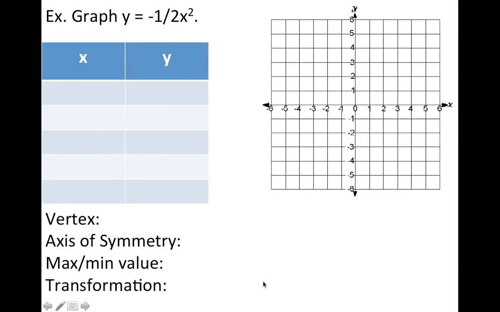So go ahead and plot your points, figure out some x values, figure out some y values, and go ahead and graph them, and then I'll help you with the vertex, axis of symmetry, maximum, and your transformation.